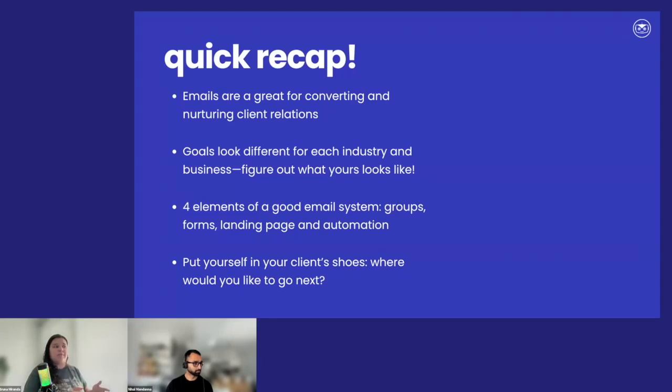The 4 elements of email marketing automation are groups or audiences or segments, forms, landing pages, and then the email automation, the email sequence you want to apply. And the best thing you can do is to put yourself in your clients' or customers' shoes. Where would you like to go next? What is the next thing you would like to receive? What is the next thing you would like to see? What do you like to have in your inbox?